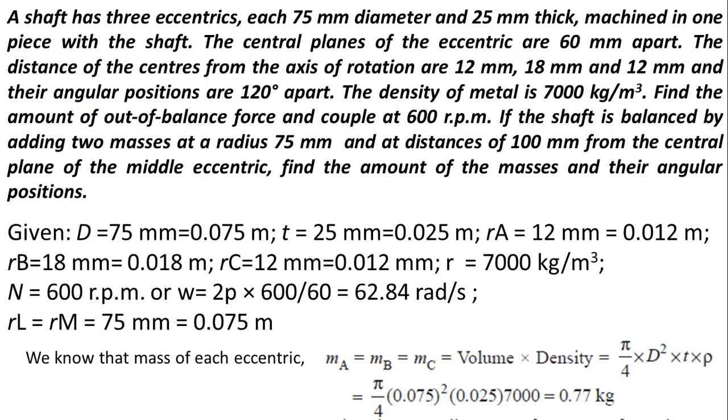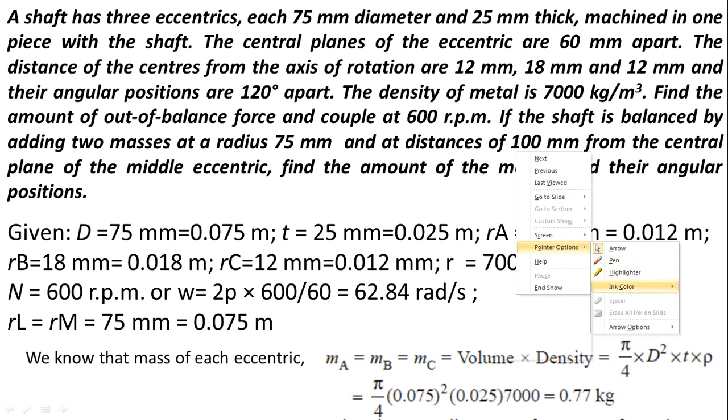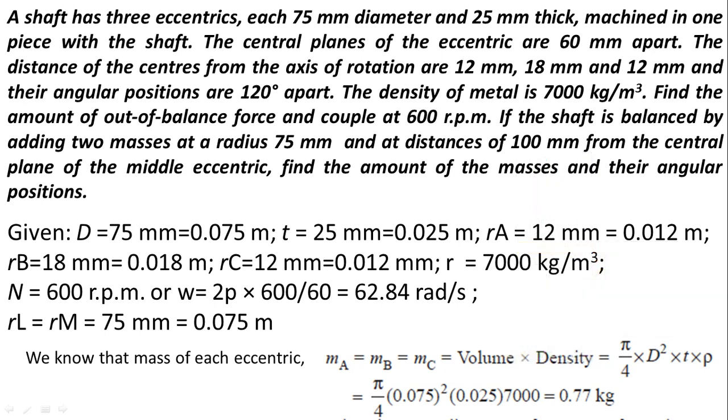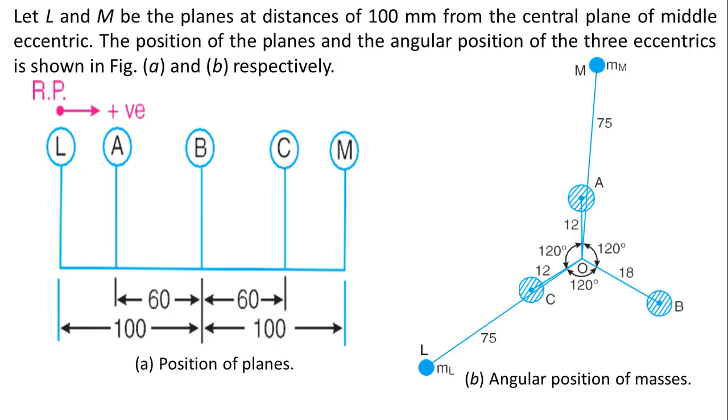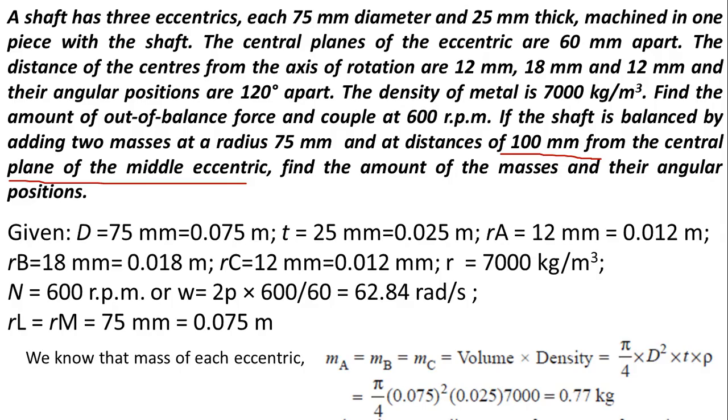And he has told that again the L and M, which are the two balancing masses, are at a distance of 100 mm from the central plane, the middle eccentric. So by the sentence you should understand what this means. From the center, 100 each on the left side and right side. So like this L, A, B and C and M will be arranged. So this is the initial position for the planes.